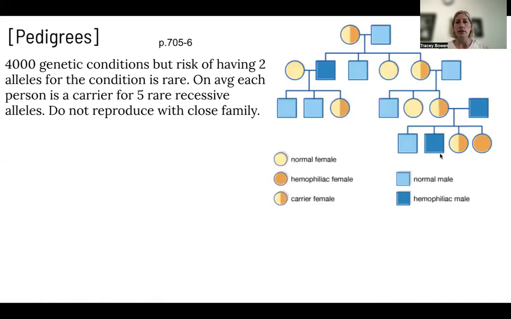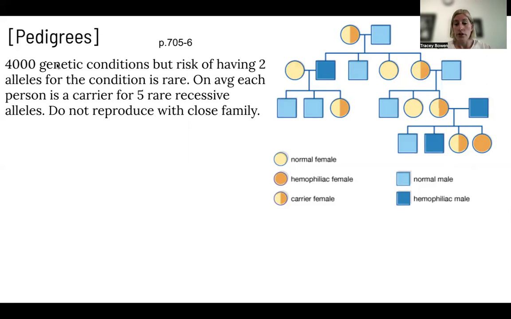All right, so this is a pedigree chart. You've probably heard of pedigrees because of dog breeding, maybe. But there's over 4,000 genetic conditions, but the risk of having 2 alleles for the condition is rare. On average, each person is a carrier for about 5 rare recessive alleles.